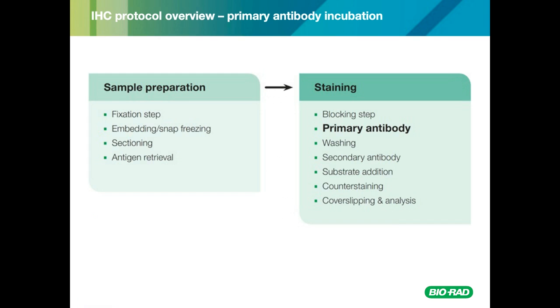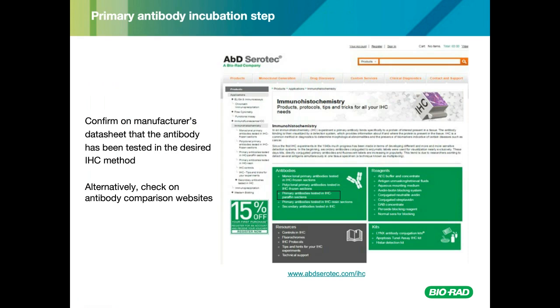Blocking is followed by incubation with the primary antibody. I mentioned earlier that the fixation method, antigen, antibody choice, and sample preparation method are closely linked. This is due to the fact that not every antibody works in every application. Some antibodies are not suitable for IHC at all, and others are just not recommended for specific IHC applications, such as IHC paraffin. It is therefore important to check on the manufacturer's datasheet that the antibody has been tested or validated in your preferred method.